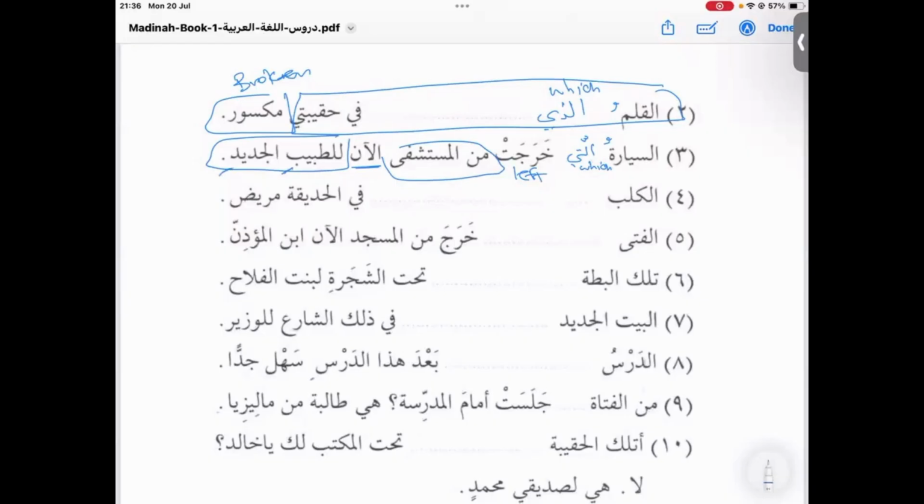Al-kalb, the word kalb is a male word, so you'll have alladhi. The dog which fil hadikati is in the garden, maridun is sick.